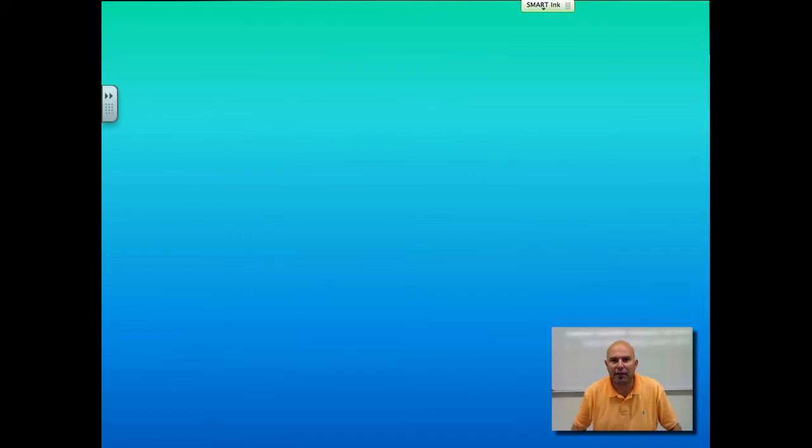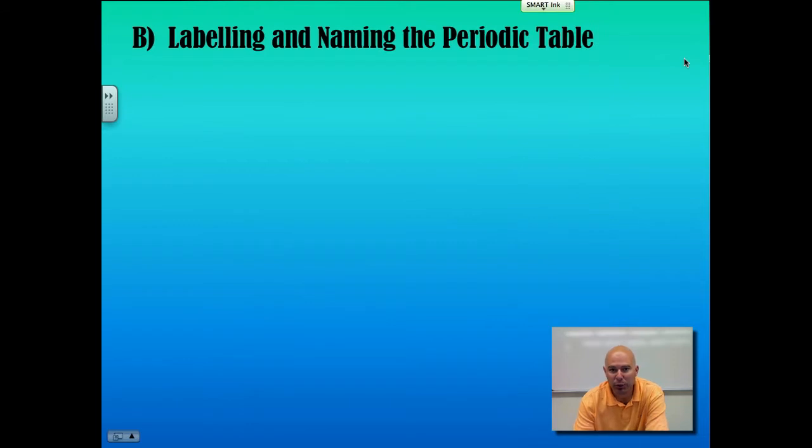So now that we have talked a little bit about the history of the periodic table and some of the forerunners that developed it, let's take a look now at the modern periodic table and some of the ways that we can describe it and what it does for us. First, we want to talk about labeling and naming the periodic table.